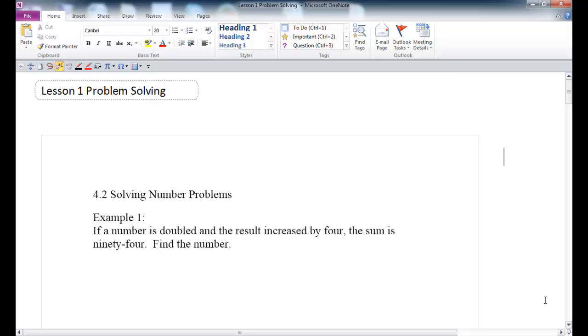Hello and welcome to lesson 1 of our problem solving unit. We're going to use the algebra we've learned in our previous units to solve word problems. You can print the notes sheet and work on it as I work through the questions. Let's start with this one.